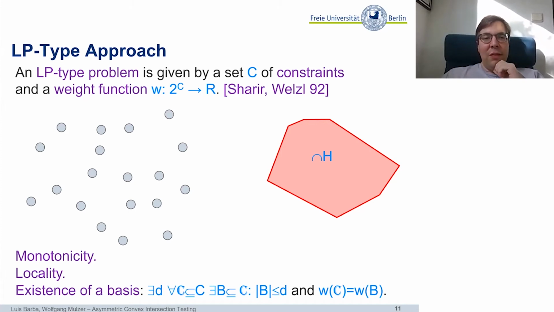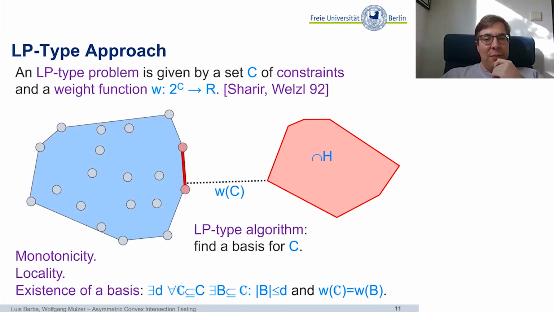And now, so this LP-type framework was defined by Sharir and Welzl in 1992. And they showed that if you have an LP-type problem that satisfies these three axioms, and if there's some algorithmic way of testing for a basis and for a violation of a basis, then you can solve LP-type problems efficiently. And so what does it mean?